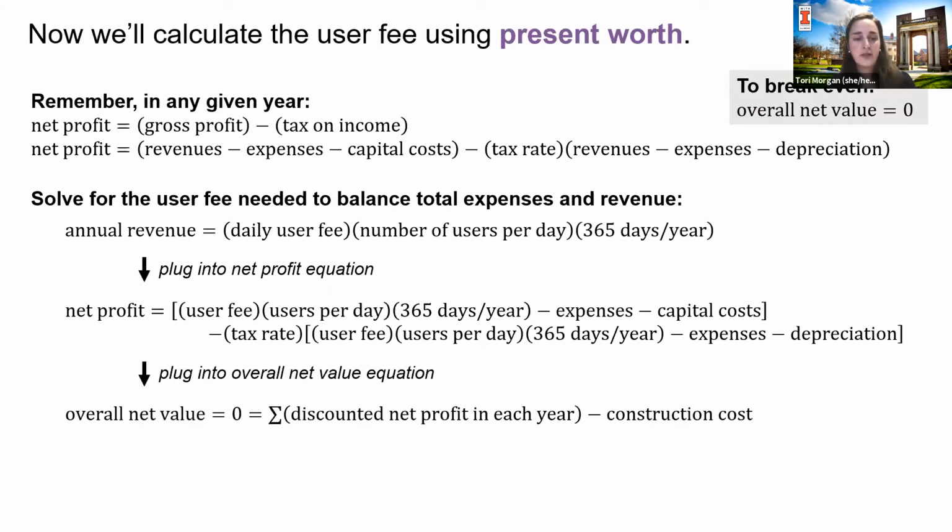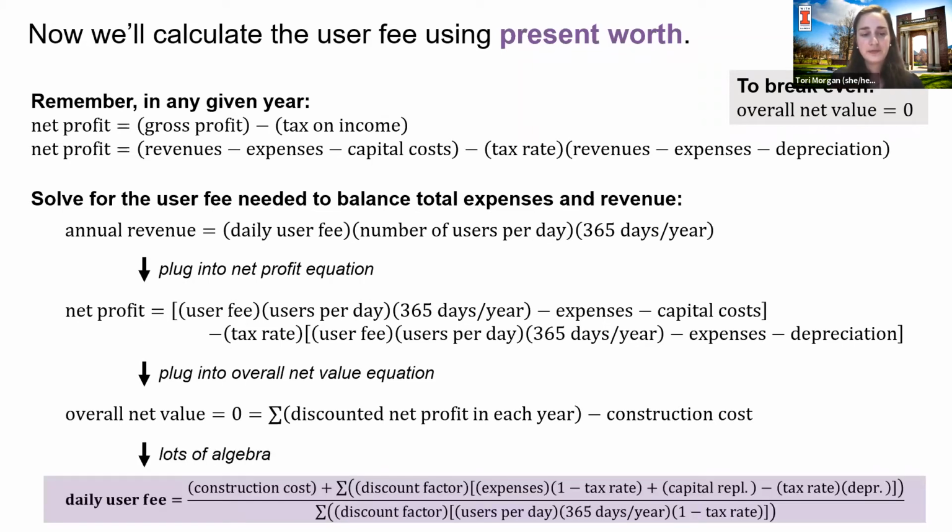Once you have your net profit, you can plug that into your overall net value equation by discounting the net profit in each year and subtracting the construction cost from the sum of that. Then by rearranging, you can find the daily user fee that you have to charge per day in order to break even for present worth.